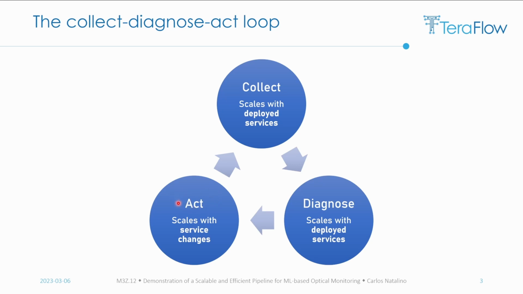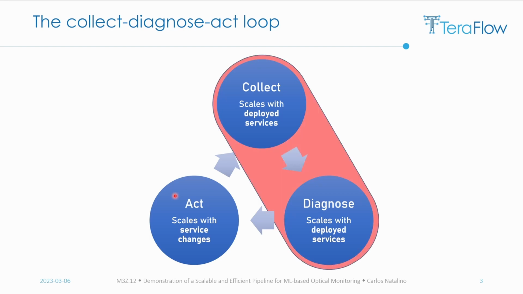This step is triggered whenever the diagnose module detects that some change or update is needed in your network. But the act step is also triggered when you have new services in your network. As you can see, there is a crucial difference between these three steps, which is how they scale with your infrastructure. In the case of the act step, it scales with the service changes, which means that you only trigger this step whenever a change needs to be made in the network.